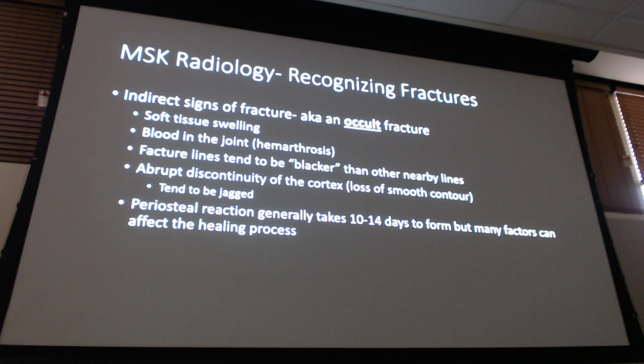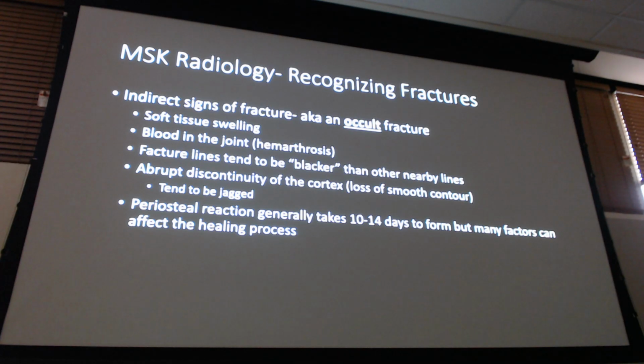Soft tissue swelling, right? We'll look at that on the x-ray; you've got to look at your soft tissue. Blood in the joint, hemarthrosis, specifically in one area, and that's the elbow. We'll talk about that. You can see no fracture, but there are signs that there is blood in the joint in the elbow, and you'll see what those signs are that will tell you there's a fracture there that you can't see.